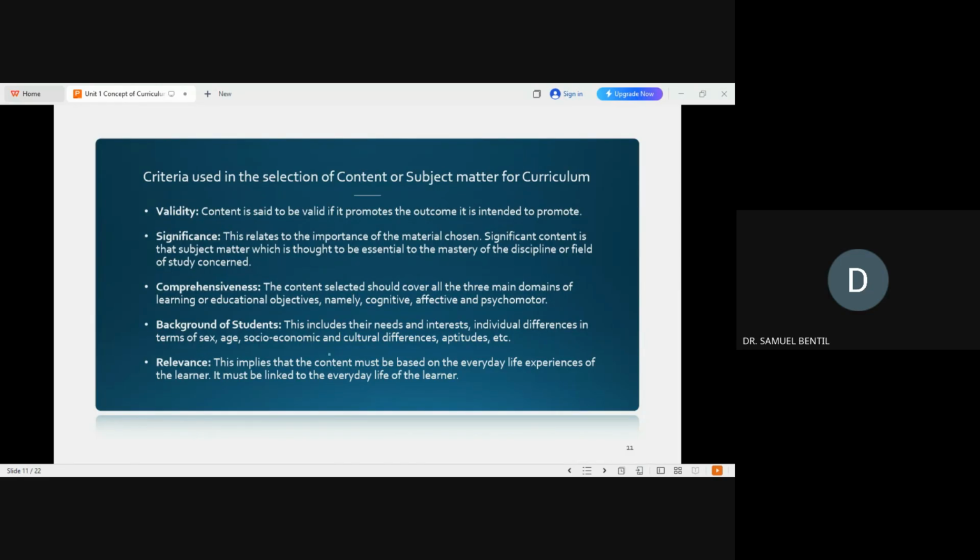Okay, so any question up to this point? Yeah, Osman, go ahead. Okay, so I wanted to ask, I want you to differentiate between significance and relevance when we talk about the criteria for selection of content or subject matter.